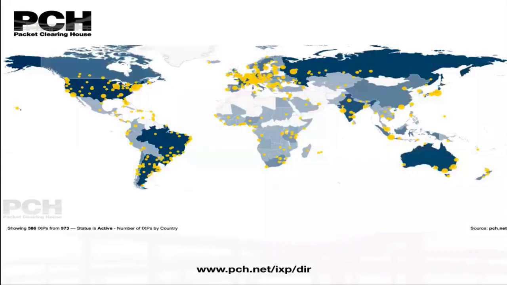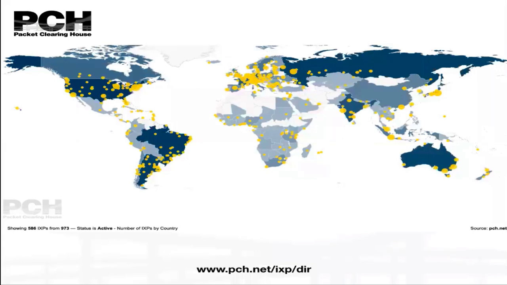Across the world today, I pulled this out last night, there are 586 operational internet exchange points. That is operational, that we, the team at PCH, know about. We've been operating the internet exchange point calendar directory for about 24 years now. And you can see that pretty much most of the developed world has at least one internet exchange point. The darker the country, the more internet exchanges there are in the country.